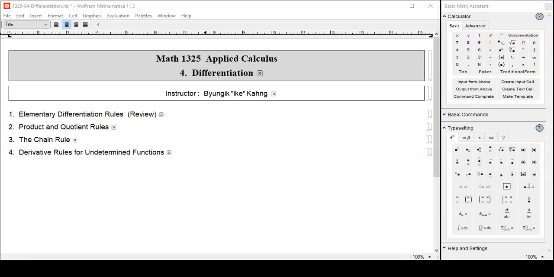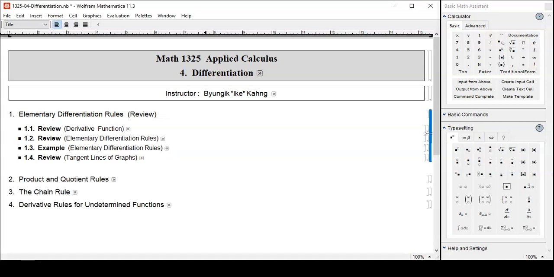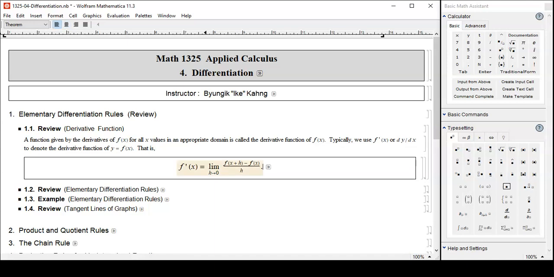Hello students, let's begin lesson 4, differentiation. Differentiation is a process to find out the derivative function, which is defined like this. For original function f of x, the derivative function f prime of x is defined as the derivative value of f at x assigned to each x value.